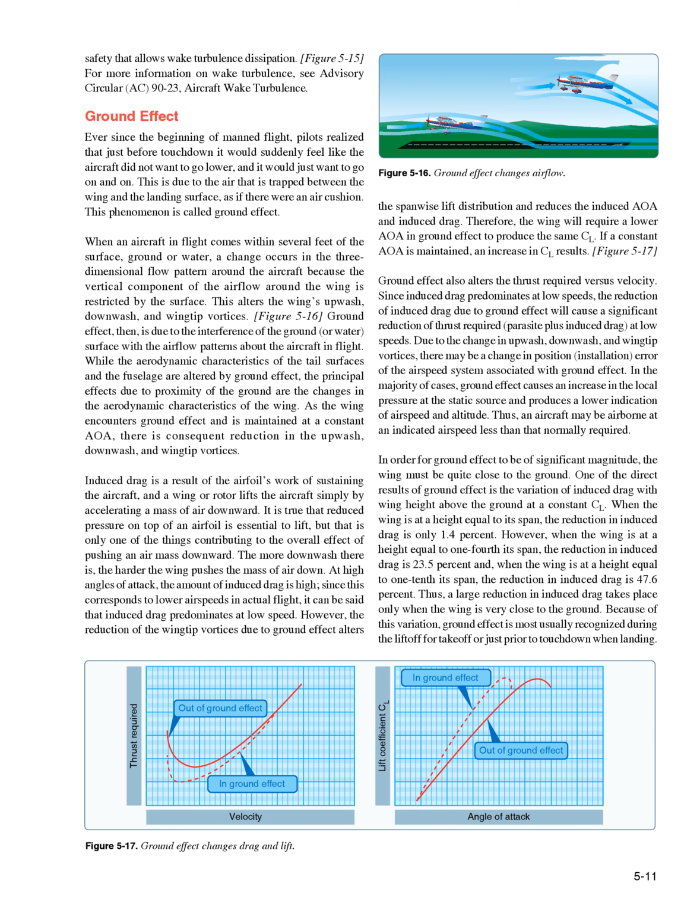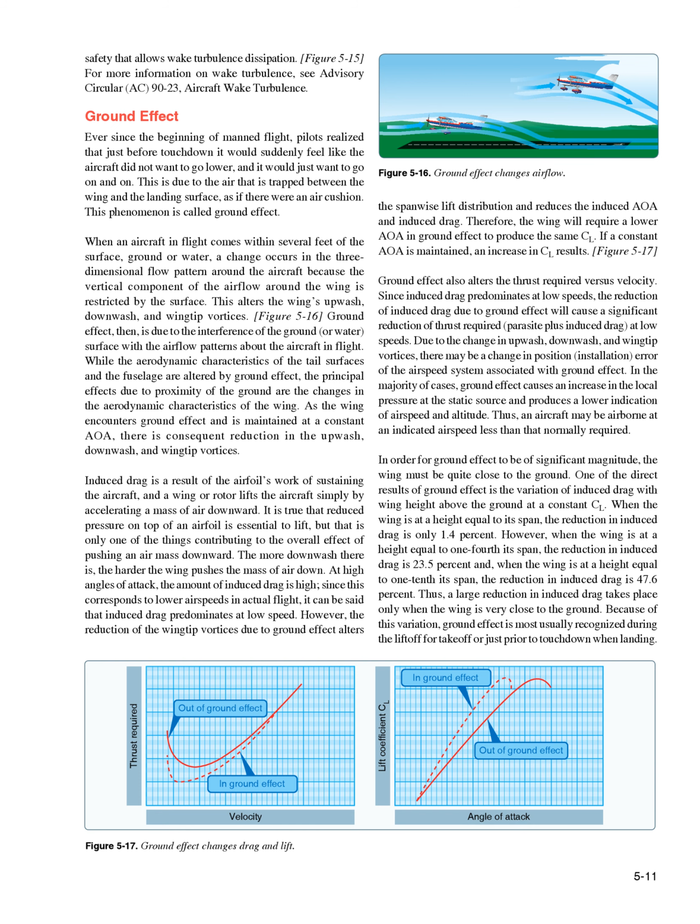As the wing encounters ground effect and is maintained at a constant AOA, there is consequent reduction in the upwash, downwash, and wingtip vortices. Induced drag is a result of the airfoil's work of sustaining the aircraft, and a wing or rotor lifts the aircraft simply by accelerating a mass of air downward. It is true that reduced pressure on top of an airfoil is essential to lift, but that is only one of the things contributing to the overall effect of pushing an air mass downward. The more downwash there is, the harder the wing pushes the mass of air down.